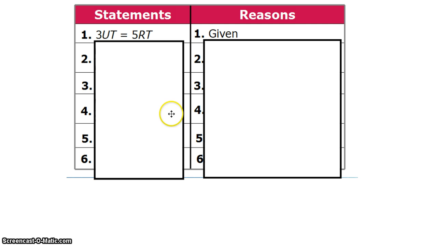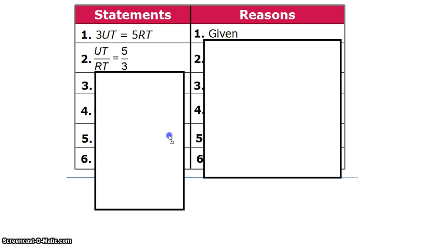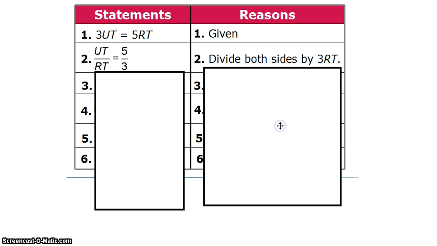Okay, so is that where they're going from here? Most likely. Divide both sides. In this case, they divided both sides by 3 RT. So double cancel, because they take the 3 over there and then the RT over there. That gives you a proportion. How is UT related to RT? 5 to 3. And so the goal of similarity is to find proportional sides, right? That's one thing we could do.